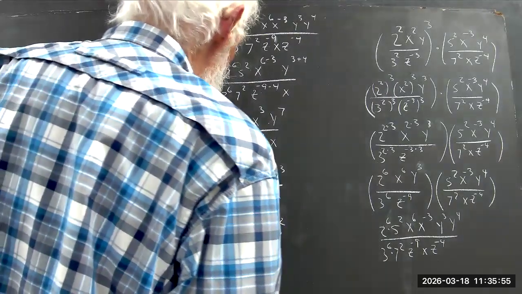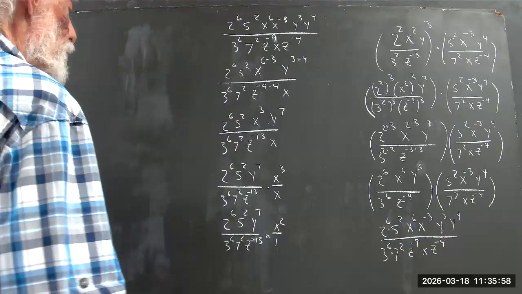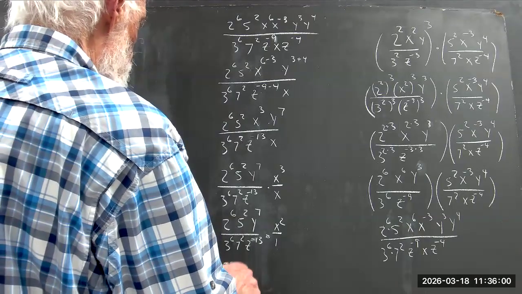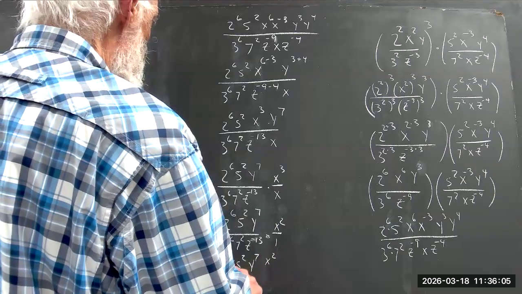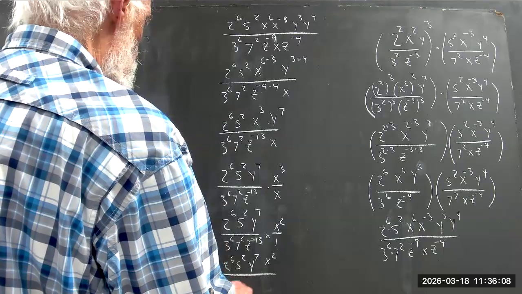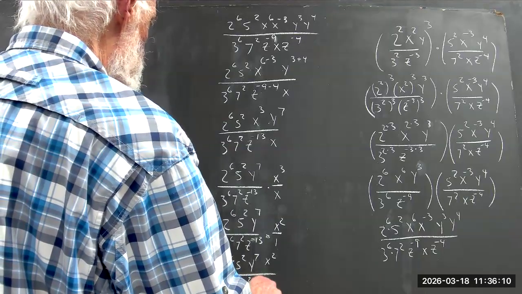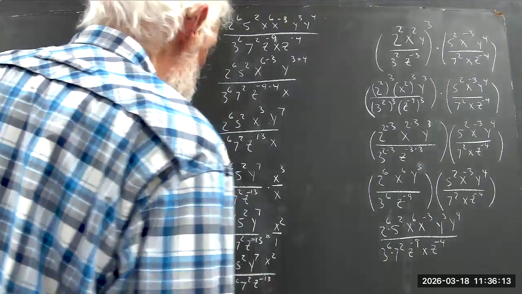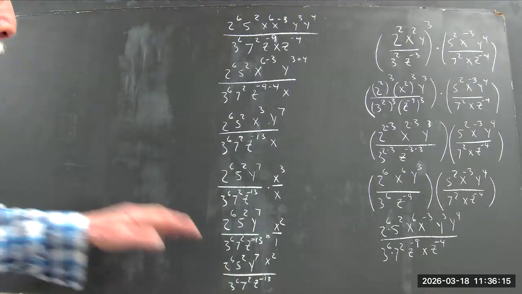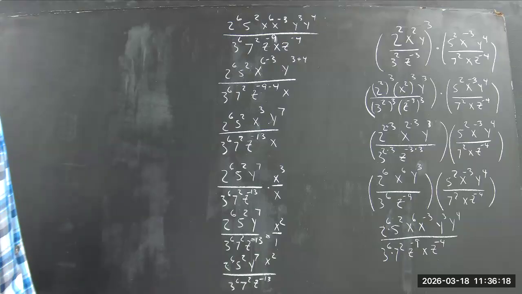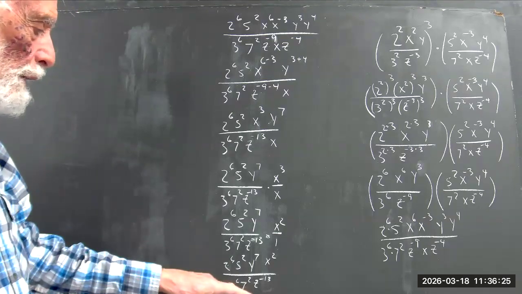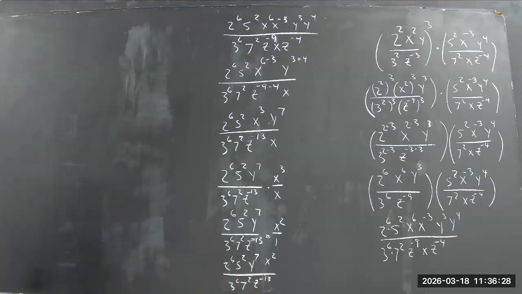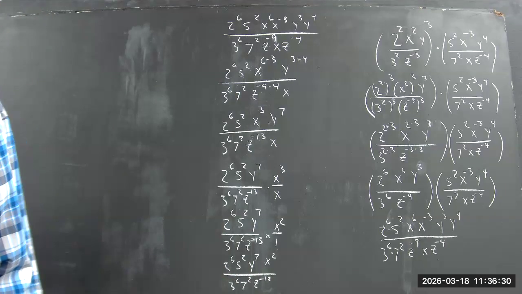That's probably overdoing it. And then I can multiply my numerators and denominators and get 2 to the 6th times 5 squared times y to the 7th times x squared over 3 to the 6th times 7 squared times z to the negative 13th. Now, there are no common factors in the numerator and the denominator. One thing, though, that we don't like to see, really don't like to see, a negative exponent in the denominator. Okay?